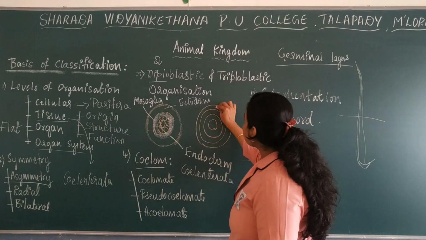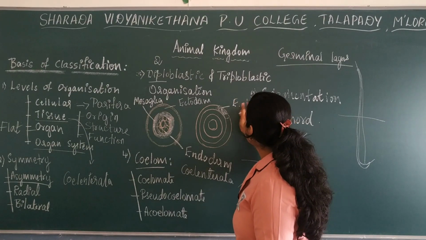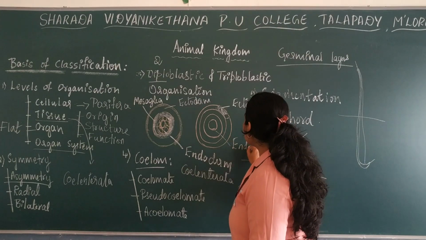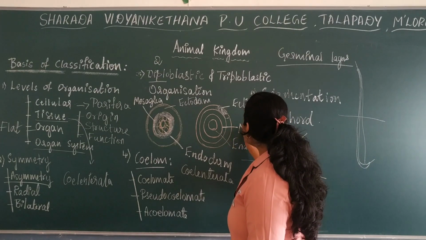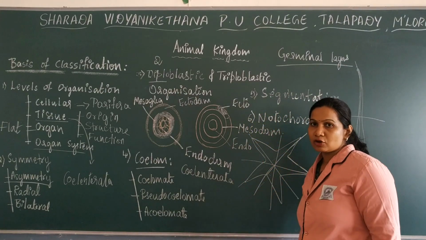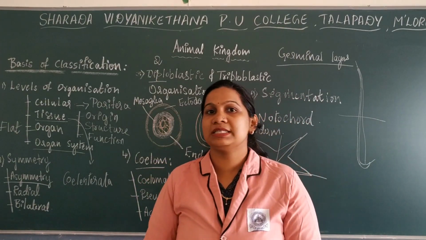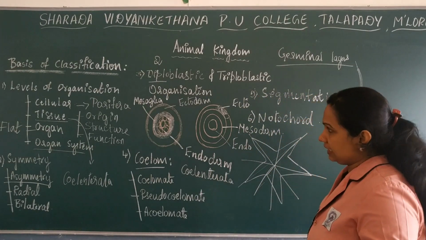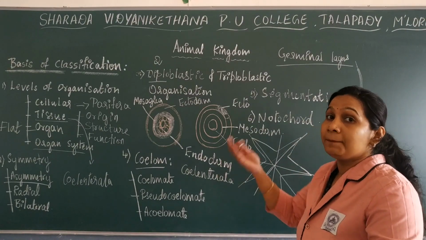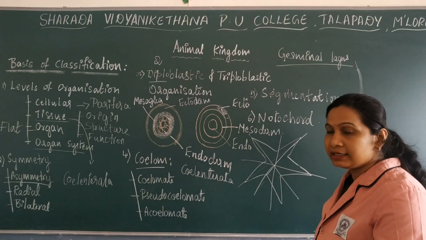What is this triploblastic? Here the first layer is the ectoderm, the innermost is the endoderm, and the middle layer is known to be the mesoderm. They have a middle layer called mesoderm. Ectoderm, mesoderm, endoderm, there is a presence of three germinal layers. So three germinal layer organisms, starting from Platyhelminthes to the Chordates, have three germinal layers.